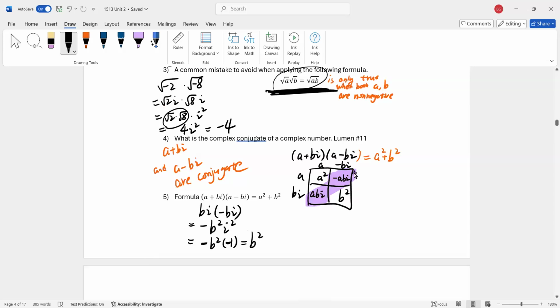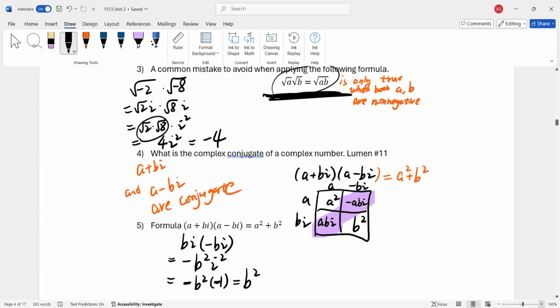If we have two complex numbers that are conjugates of each other, then the two complex numbers multiply to a non-imaginary real number, a real number without i. It is a squared plus b squared. a is the real part, b is the imaginary part. I hope you spend a little bit more time on this formula. Formulas are our tools. The more tools you have, the more efficient you will become when you solve problems.